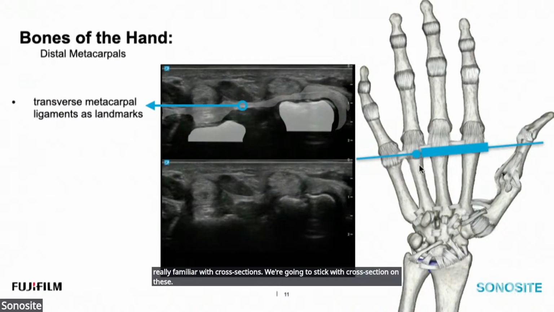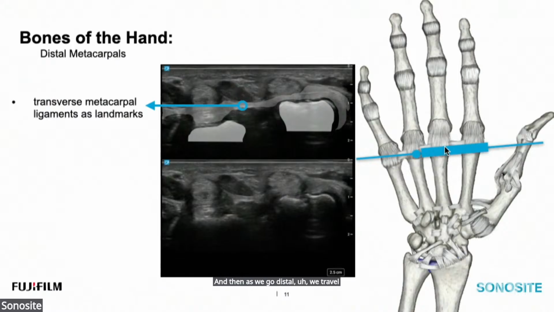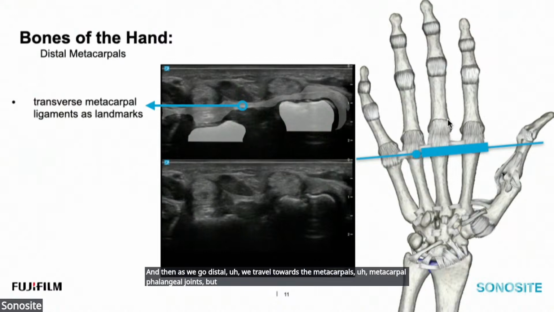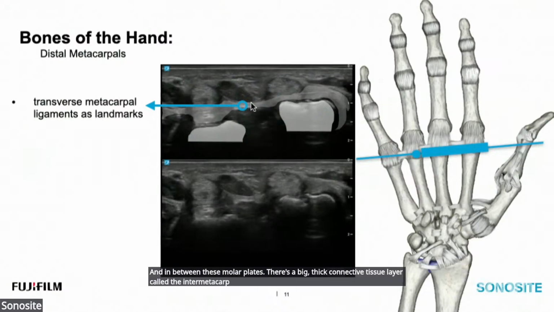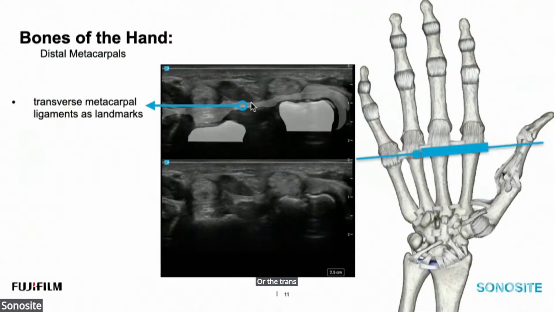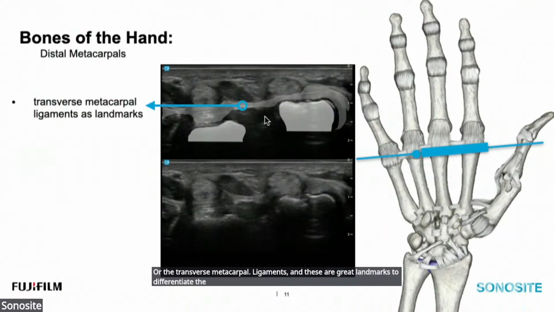And then as we go distal, we travel towards the metacarpophalangeal joints, but without quite getting into the joint space. Just before the joint space is a volar plate that we'll talk about towards the end. And in between these volar plates, there's a big, thick connective tissue layer called the intermetacarpal ligaments, or the transverse metacarpal ligaments. These are great landmarks to differentiate the superficial layer from the deep layer.